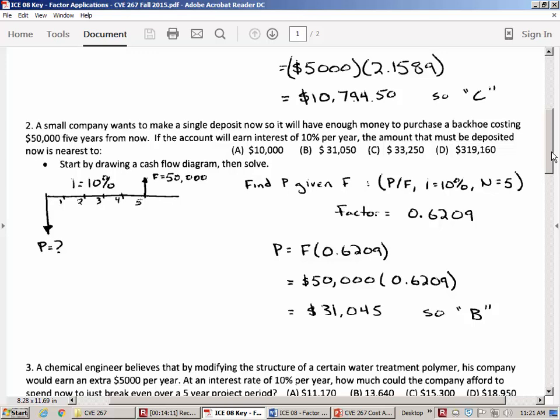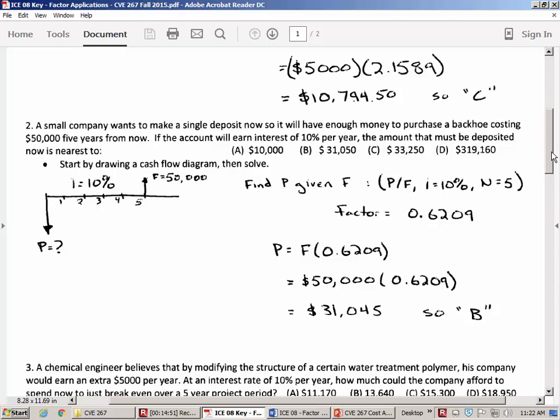Okay, so here's the cash flow diagram for question 2. Any questions about when we switch, whether it's the future or the present? Okay, so the future is 50,000. Interpreting these problem statements sometimes is the trickiest part, not the calculations or the cash flow diagram. All right, so it says a company wants to make a single deposit now. We don't know the amount that they're depositing now. But they want to have enough money at the end of all of the compounding so that they can buy this backhoe that costs $50,000. So they're going to spend the money from the account on the backhoe.